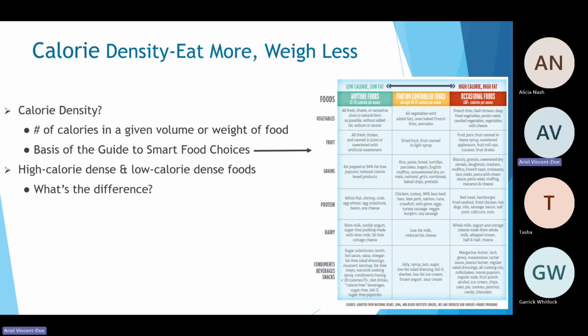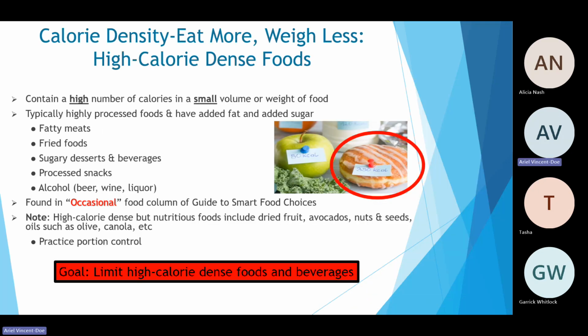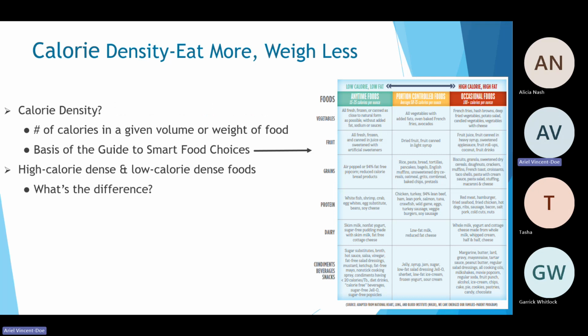All right, so we're going to jump into our topic for today. So calorie density. What is calorie density? Calorie density is the number of calories in a given volume or weight of food. So this is the basis of the guide to smart food choices. It is based on calorie density.